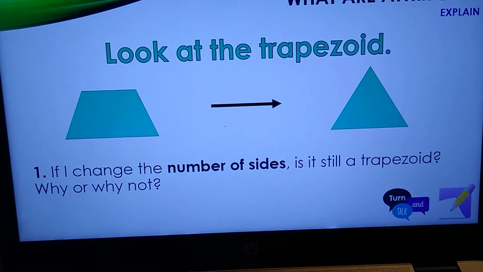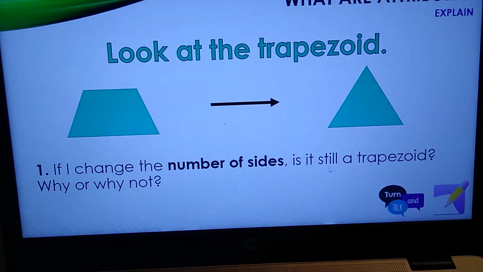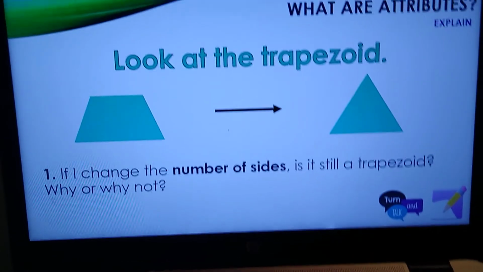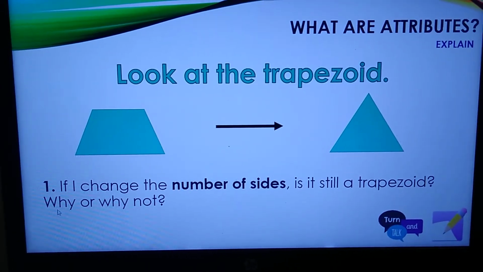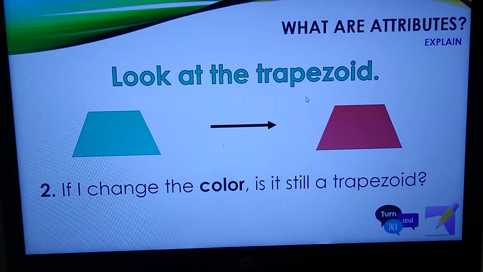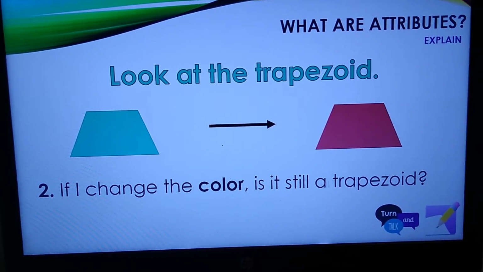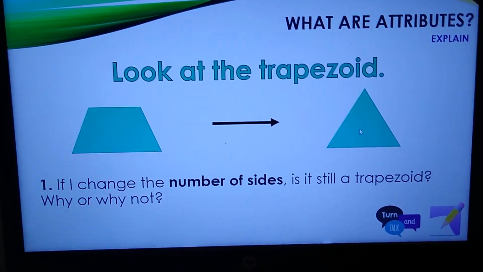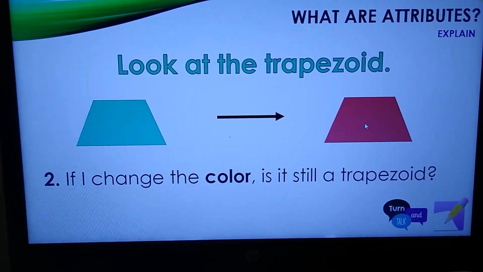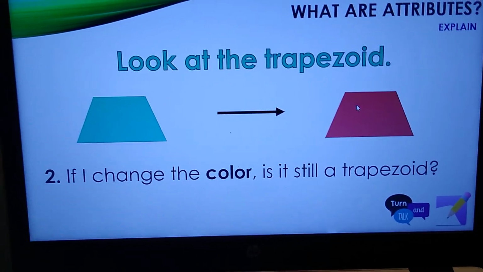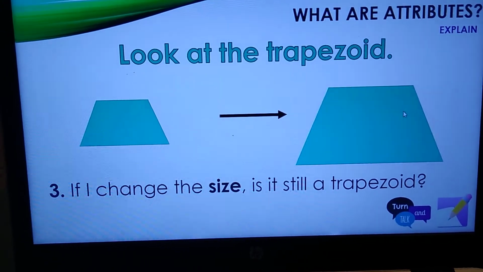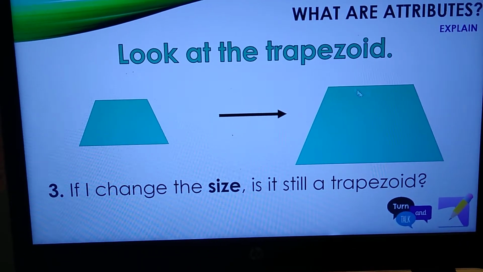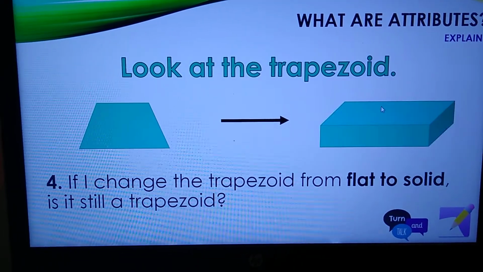Look at the trapezoid. If I change the number of sides, is it still a trapezoid? Is this a trapezoid? Why or why not? Look at the trapezoid. If I change the color, is it still a trapezoid? So let's go back. Is this a trapezoid? No. If you change the sides, it's a triangle. Is this still a trapezoid? Yes, it's just a different color. If I make it bigger, if I change the size, is it still a trapezoid? Yes, it's still a trapezoid.